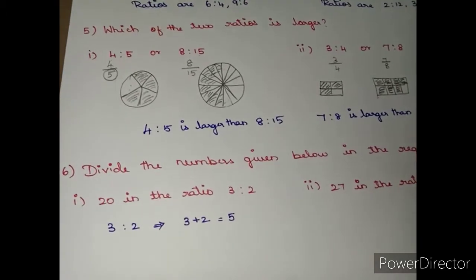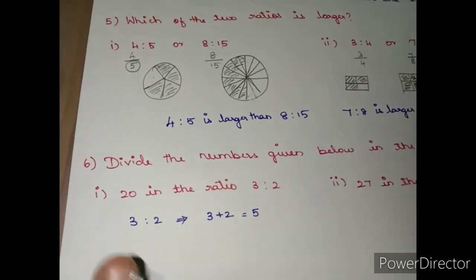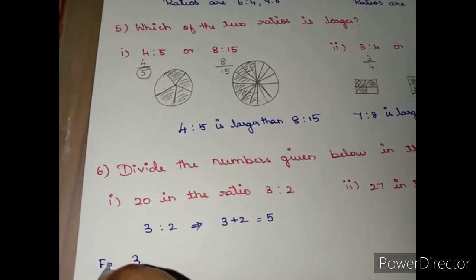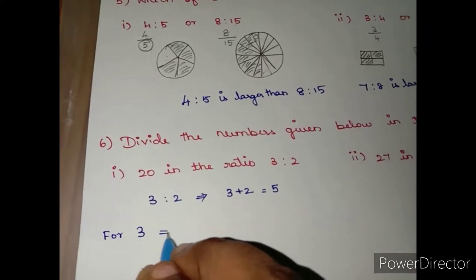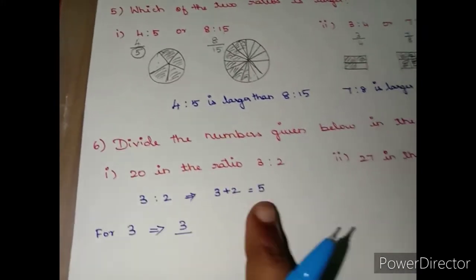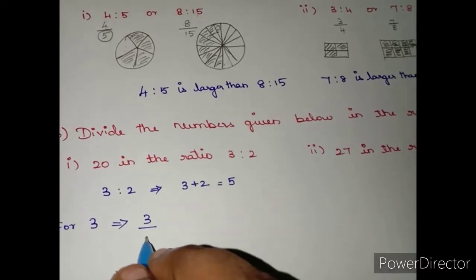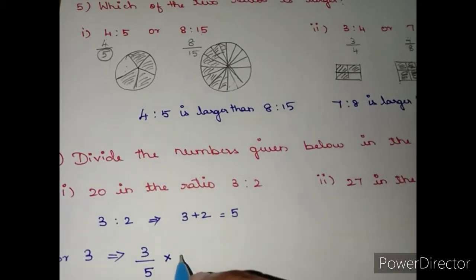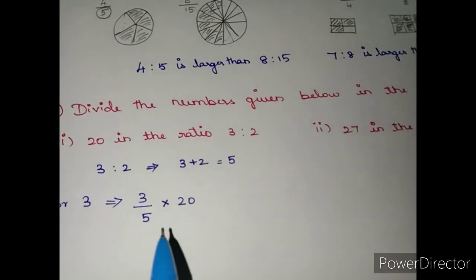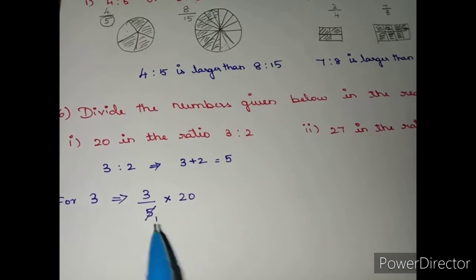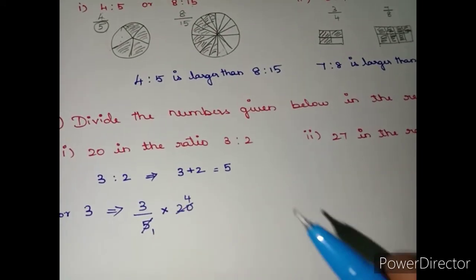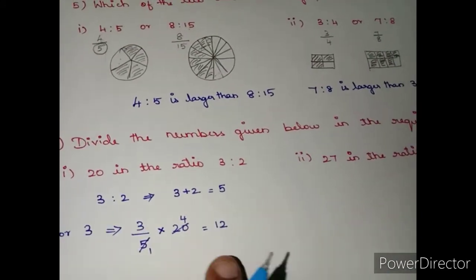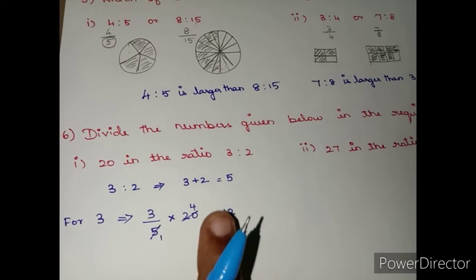So, what is the first number? 3. So, 3 for 3. That is 3 by, what is the total number? 5 into, what is the number given? 20. We have to cancel this. 5 ones are 5, 5 fours are 20. 3 fours are 12. So, for 3, the answer is 12. Next one.